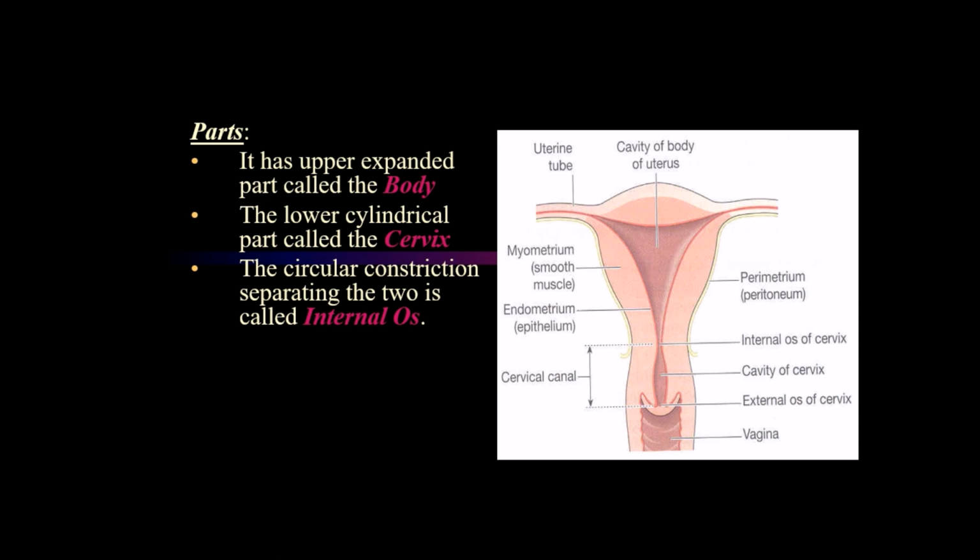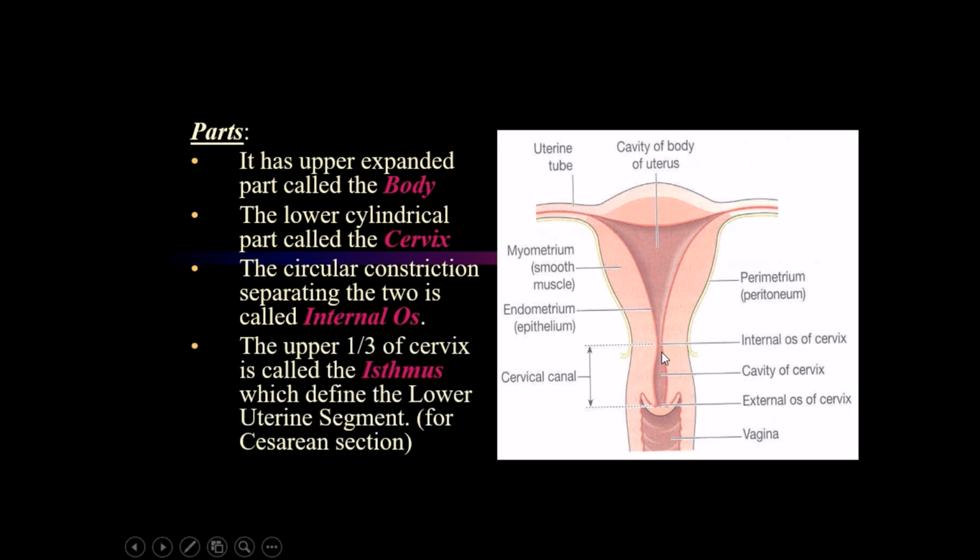The upper one third of this cervix is called the isthmus. This is a narrow part of the cervix, and it is very important clinically because this is the area where they do the LSCS, that is the lower segment Cesarean section.